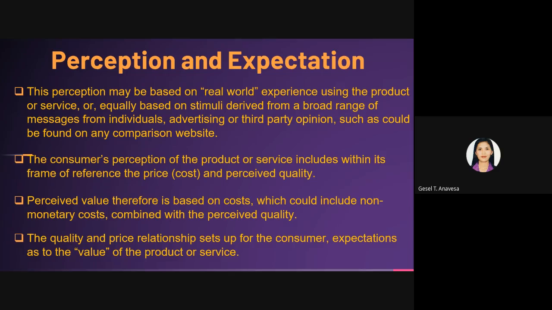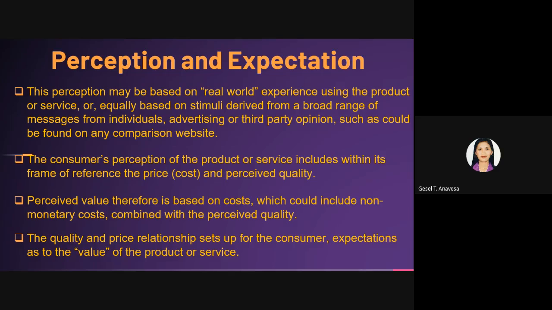So it is very important that business people, or those product and services introduced by the business people, should really meet the consumer's expectations and perceptions. Because if it does not meet, then the possible thing that would happen is that it gives a negative impact. And it does not only give a negative impact to the people who purchase that product, but also it can affect the other consumers, since that person will provide negative feedback.